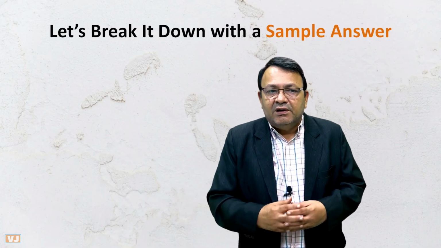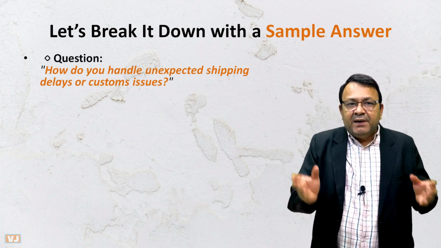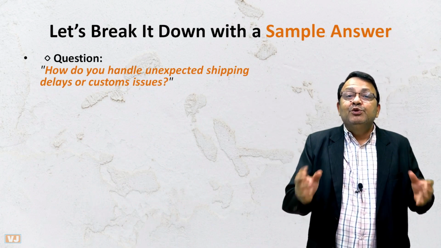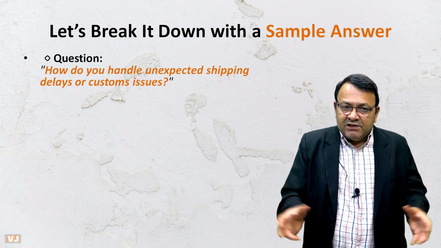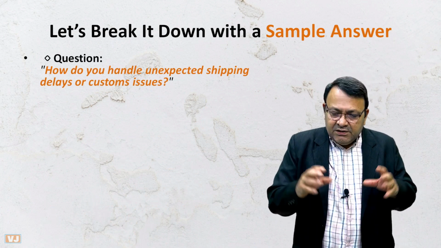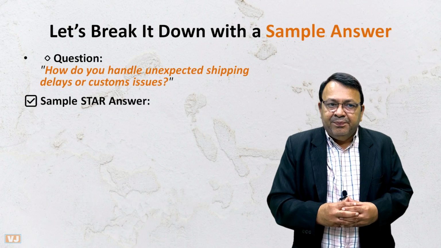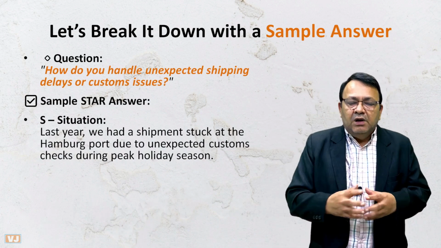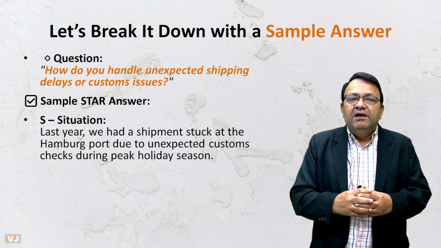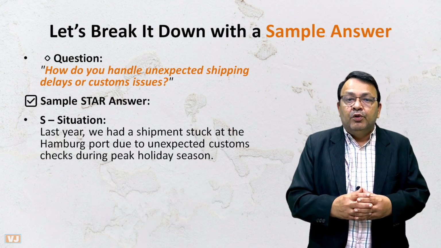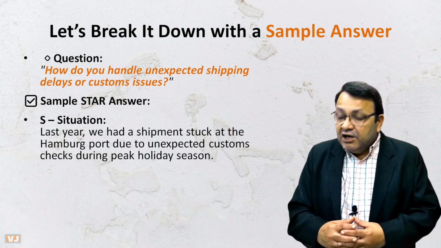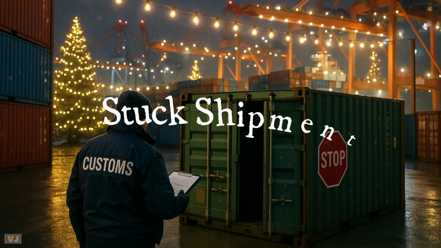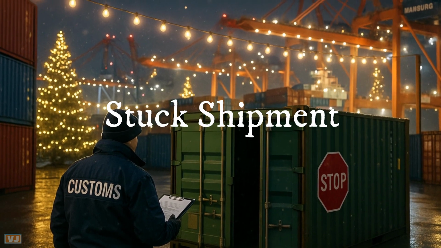Let me break it down with a sample answer. Let us look at this sample question: How do you handle unexpected shipping delays or customs issues? How will you structure the answer using the STAR method? Let's look at this sample STAR answer. First, define the situation, that is S. So what do you answer? Last year, we had a shipment stuck at the Hamburg port due to unexpected customs checks during peak holiday season. This can be one example I am giving you.